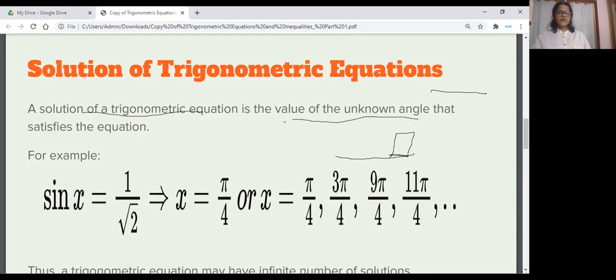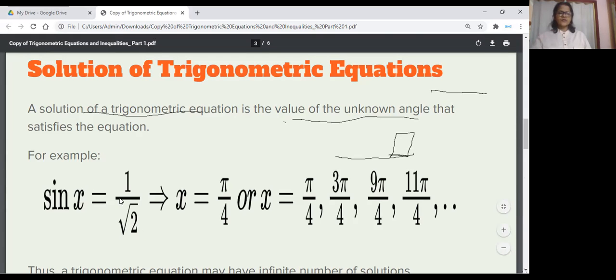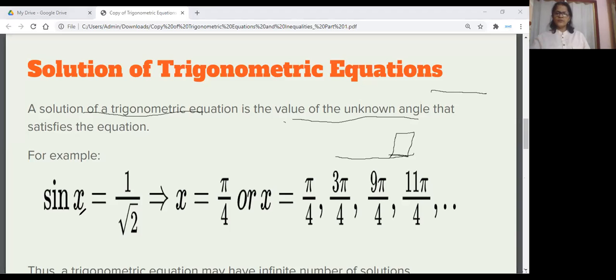For example, sin x equal to 1 by root 2. Whenever we say sin x equal to 1 by root 2, we have to think for what value of x, sin x equals 1 by root 2. As we know, sin 45 degree equals 1 by root 2. So when x equals pi by 4, sin x equals 1 by root 2. So x equal to pi by 4 satisfies sin x equal to 1 by root 2, and this is called a solution. x equal to pi by 4 is a solution of the equation sin x equal to 1 by root 2.